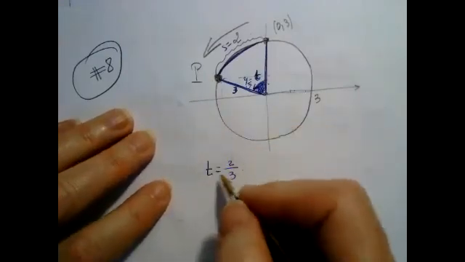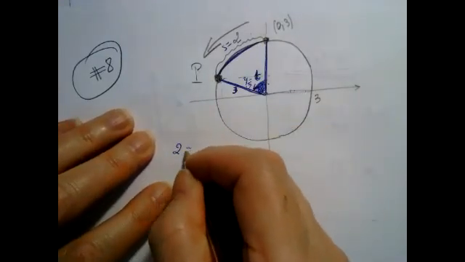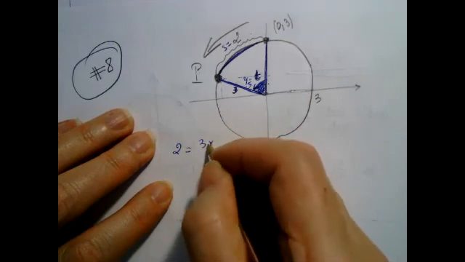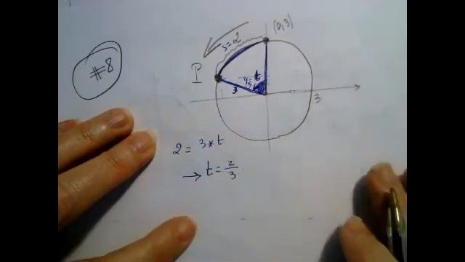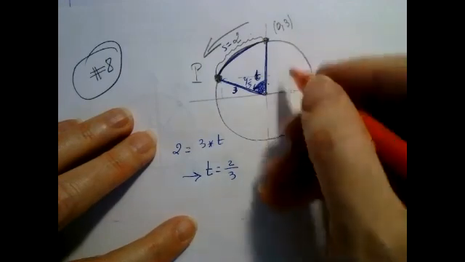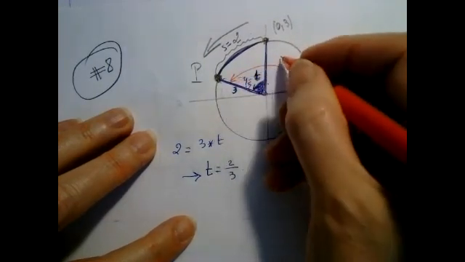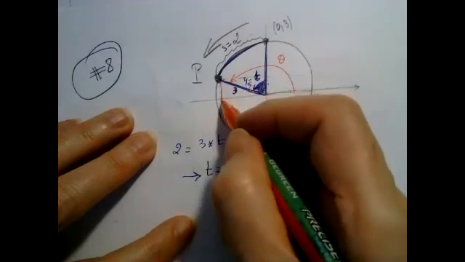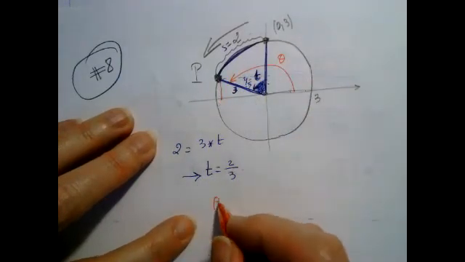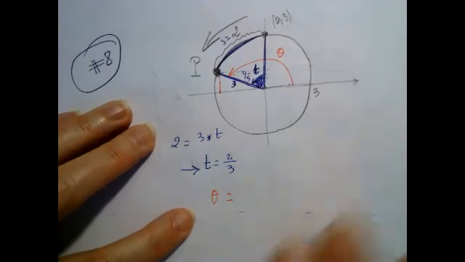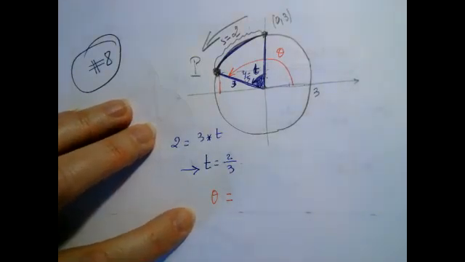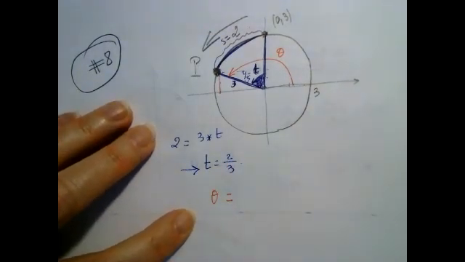So because we have 2 is 3 times T, it means T is equal to 2/3. Very good. But what about this angle? That's the one I want. If I want to find the coordinate of P, I want the angle theta. So what's theta? Look at the picture. Can you assume that that's 2 arc lengths? No, I can't assume anything. Look at your picture. What's theta?